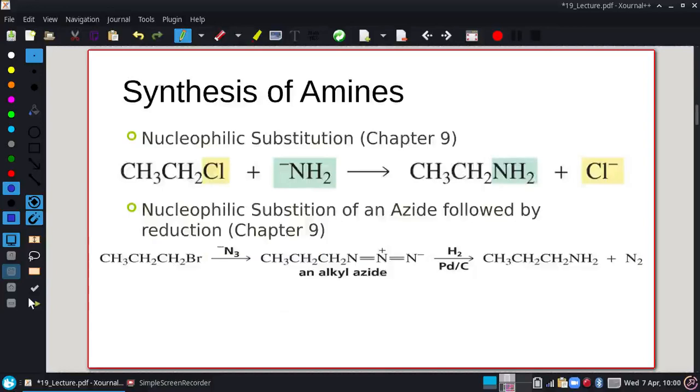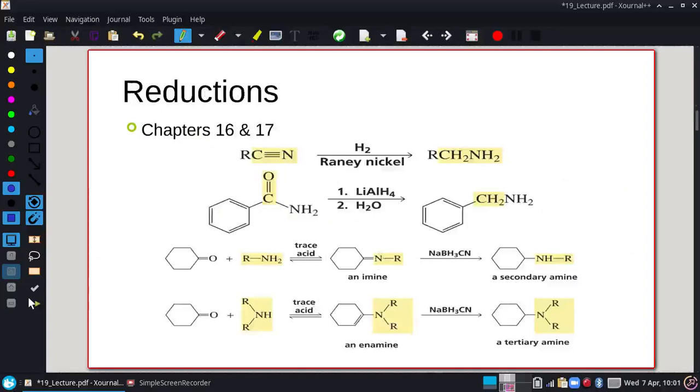And back in chapter 9, we first saw an easy way to synthesize an amine, and even though we knew NH2s were terrible leaving groups, they were great nucleophiles, so we could make amines quite easily just with a standard old substitution. And also in chapter 9, we could make them with the azides, which were nitrogen compounds, and those would go on as nucleophiles. Then when we treat them with hydrogen and palladium, poison with carbon, we lost nitrogen gas but made an amine.